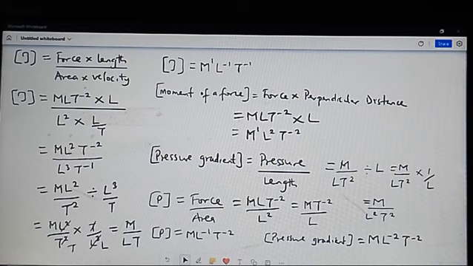I'm going to wipe this off. We'll look at two more or some other physical quantities and proceed. So I'm going to wipe this off.